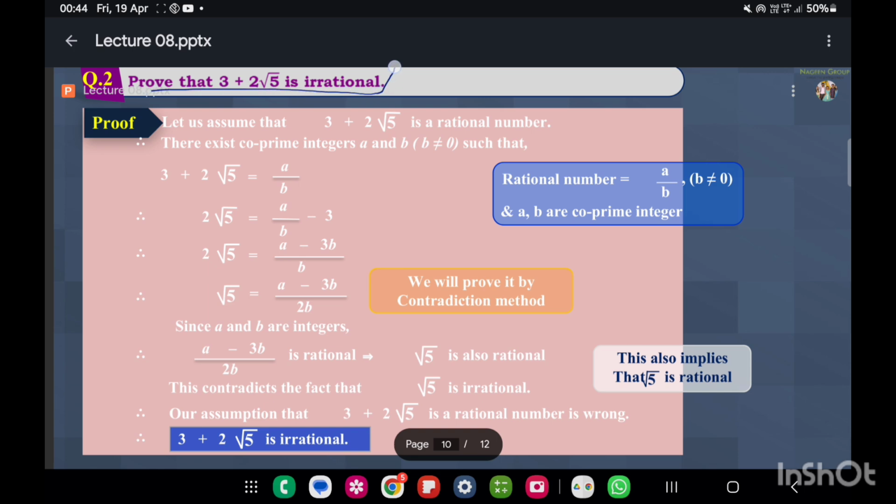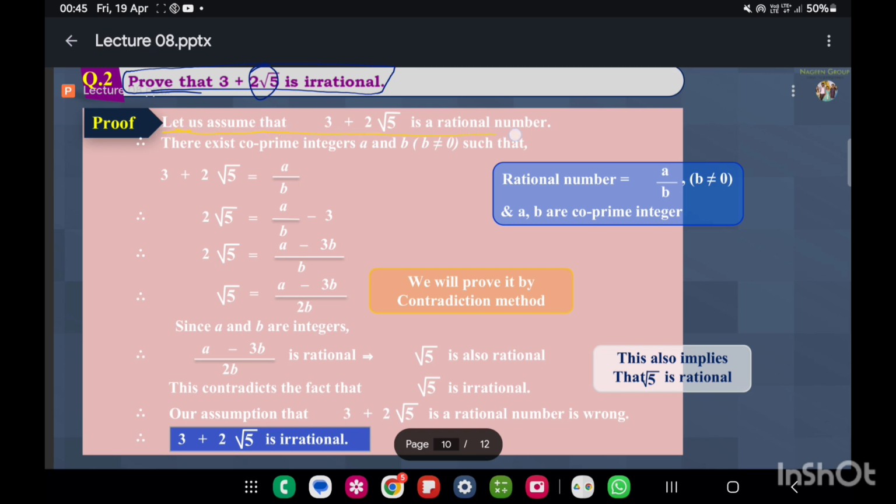Prove that 3 plus 2 root 5 is irrational. Already we know that root 5 is irrational. Then it is very easy to prove that 3 plus 2 root 5 is irrational. The first step is the assumption: we have to assume that 3 plus 2 root 5 is rational. Here the question says irrational, but we still assume the opposite.